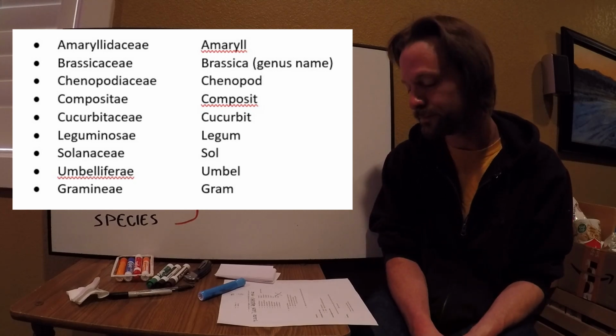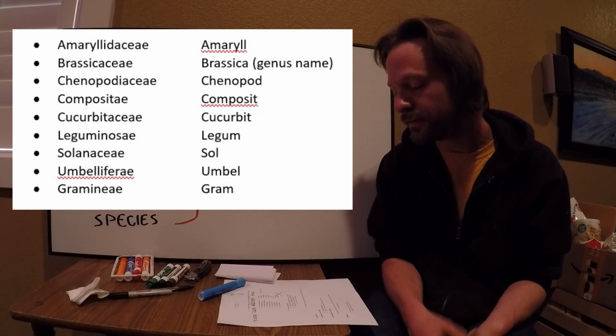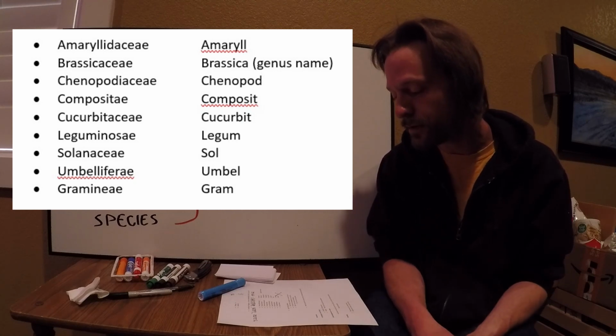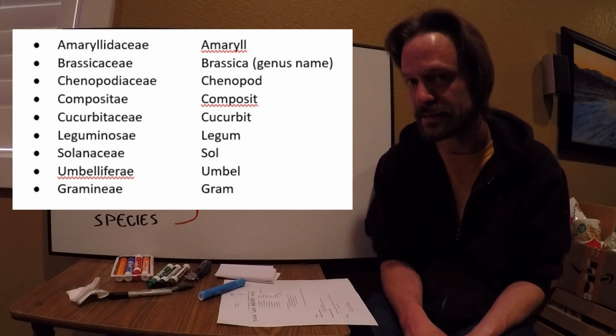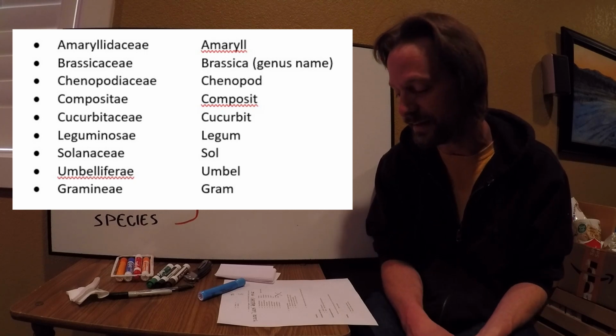Now, here's at least a stepping stone for when you start learning these scientific names, these family names. Shorten them a little bit. Amaryl, Brassica, Chenopode, Composite, Cucurbit, Legume, Sol, Umbel, Gram. That's a lot easier than remembering the full-on Latin name.